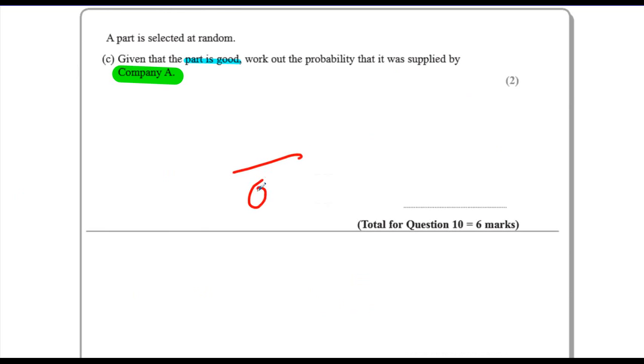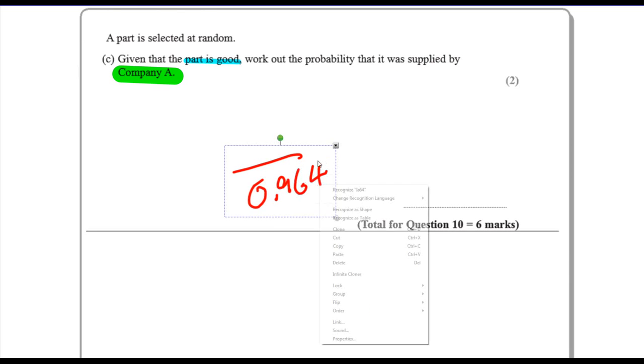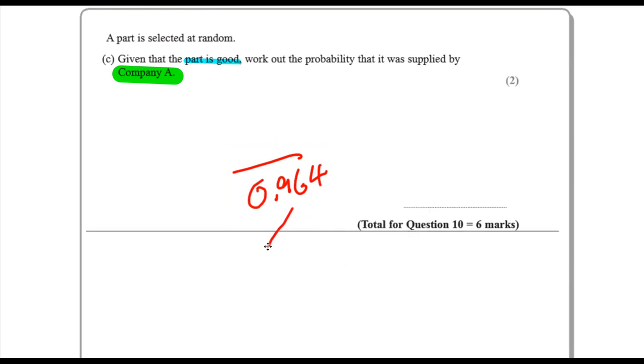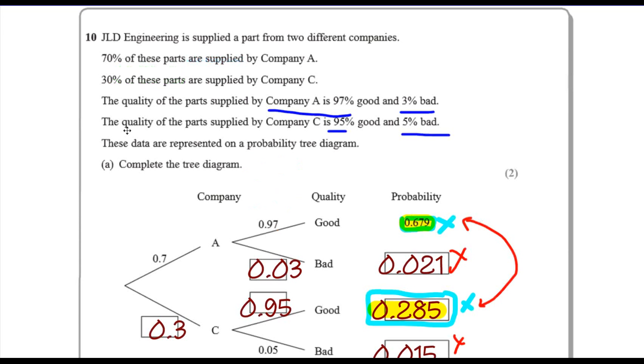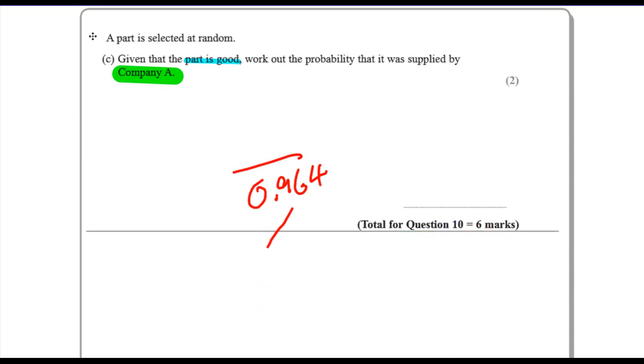Okay? Now we want to know how many of those were supplied by company A. So let's have a look back and see how many were supplied by company A. Well, what proportion? So company A is up here, so 0.679. So that's going to go on the top of our fraction.